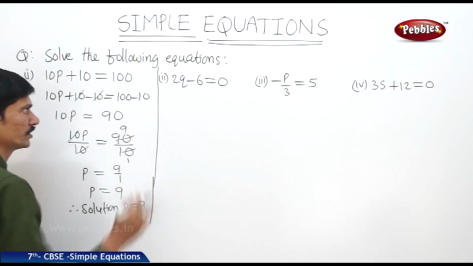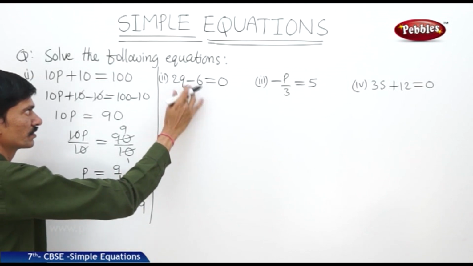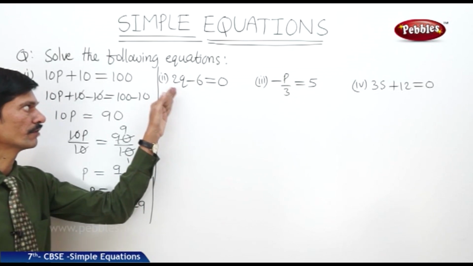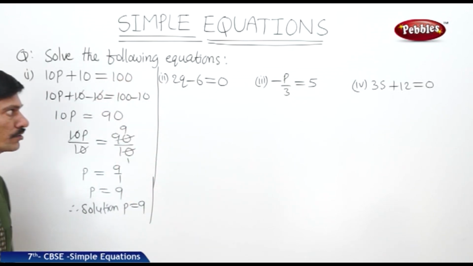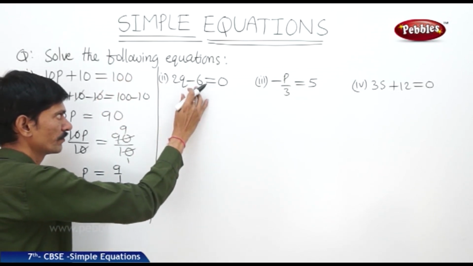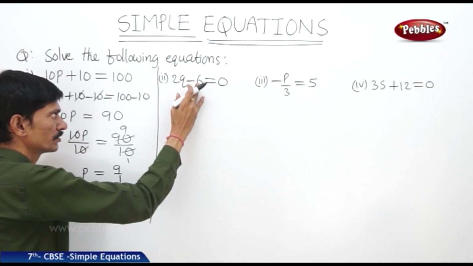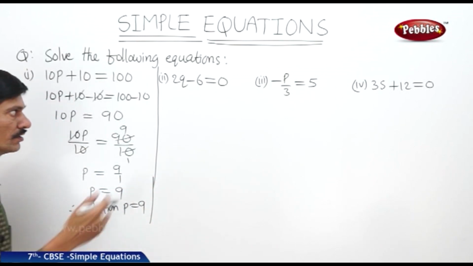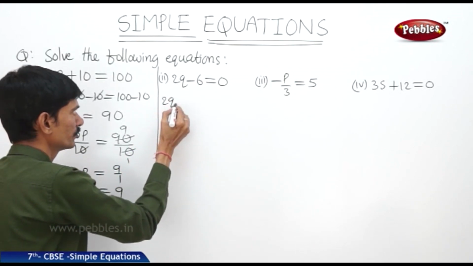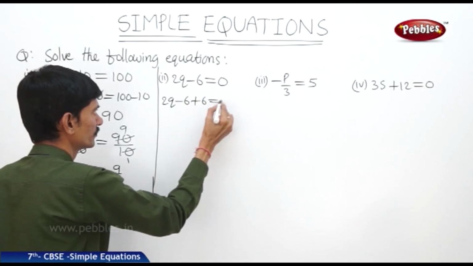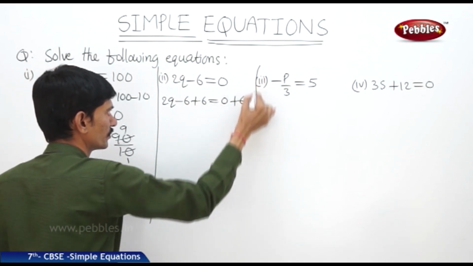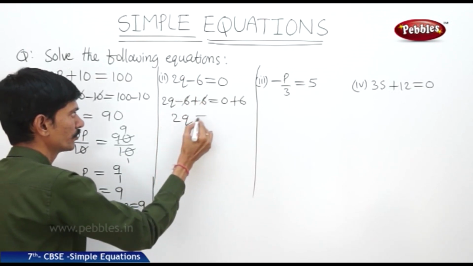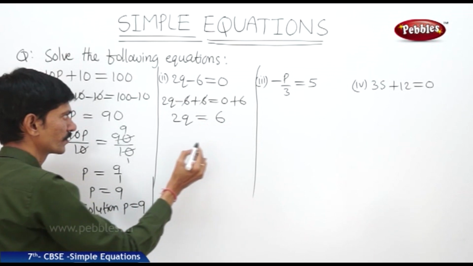Now let us take the second equation. 2q minus 6 equals 0. So here how to separate the variable q in the LHS? To separate the variable q in the LHS, first we have to remove minus 6. So to cancel minus 6, we add plus 6 on both sides. So we take 2q minus 6 plus 6 equals 0 plus 6. Now here minus 6 plus 6 cancel. Then we get 2q equals 0 plus 6 is 6.